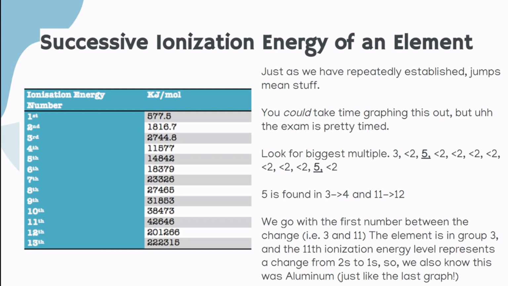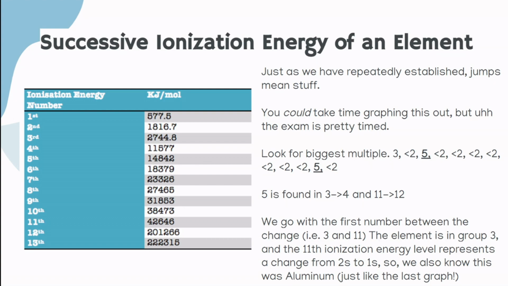We see that from 3 to 4, we have 5 as a multiple, going from 2,700 to 11,000. And also when we go from 11 to 12, it is 42,000 to 200,000. So pretty clear jumps compared to all the other ones in my list being less than 2. When we do this, we look at the first number of the change. So between 3 and 4, we would look at the 3. Between 11 and 12, we would look at the 11.